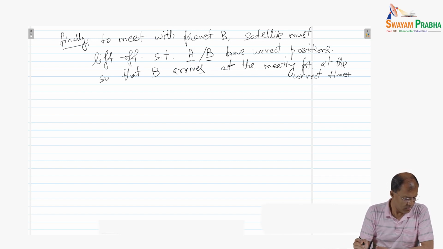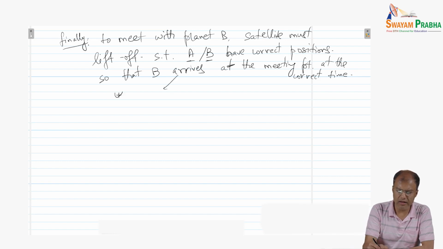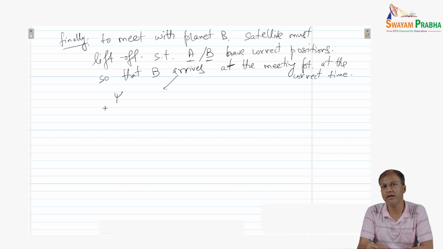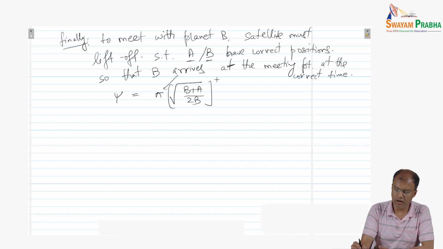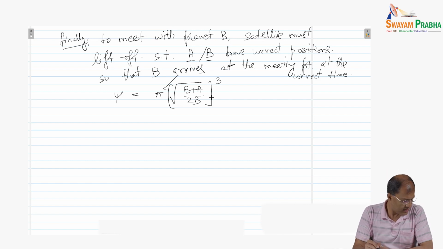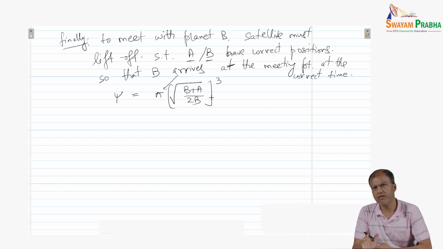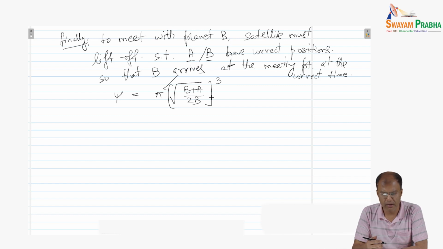At the correct time. So in this case we can quickly calculate that my eccentric angle psi, remember psi was the angle that we evaluated in the previous module, is pi times ((b plus a) by 2b) to the power 3 by 2, right? And I think it is at this point I'm going to end my discussion on the Hohmann orbit transfer. I think we have found out whatever details we wanted to find, and let us look at this idea with some quick example, right?